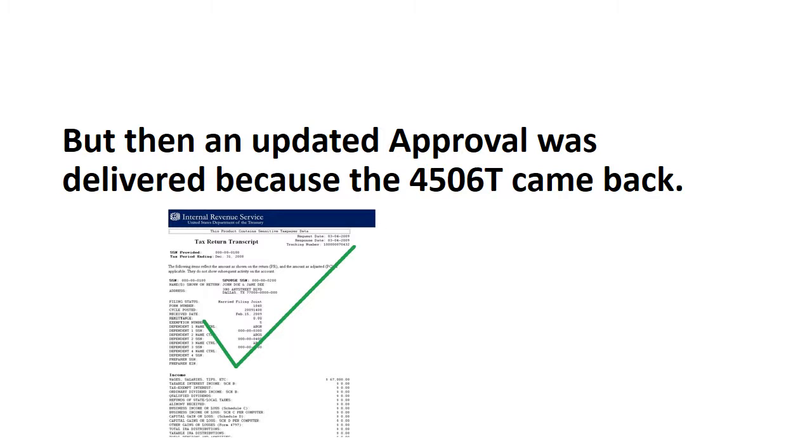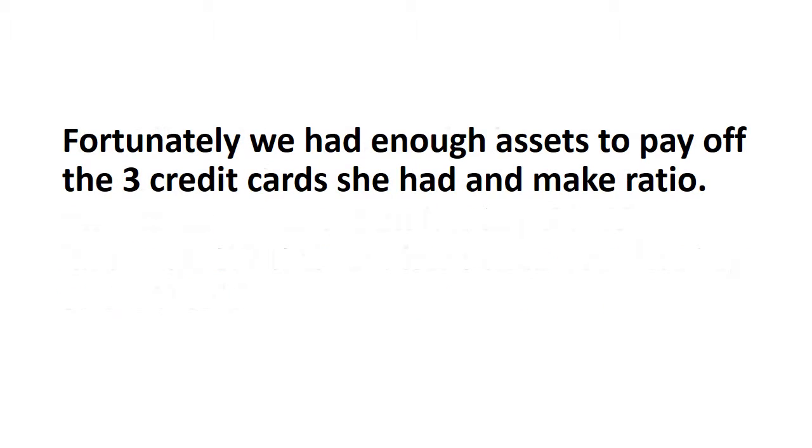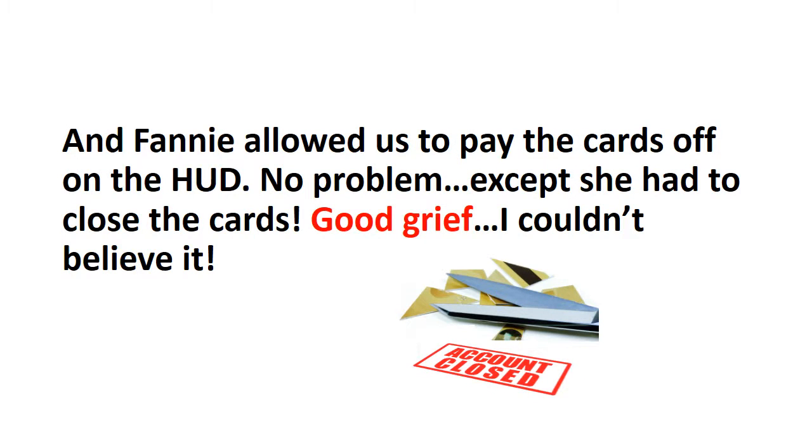But then an updated approval was delivered because the 4506T came back. And I'll be damned. We had a ratio problem because my borrower had unreimbursed employee expenses on her Schedule A. Who knew, right? It threw her ratios right over the top, and DU said this was not going to happen. Fortunately, she had enough assets to pay off the 3 cards she had and make her ratios. And Fannie allowed us to pay the cards off on the HUD. That was cool. I thought that was no problem, except she had to close the cards.